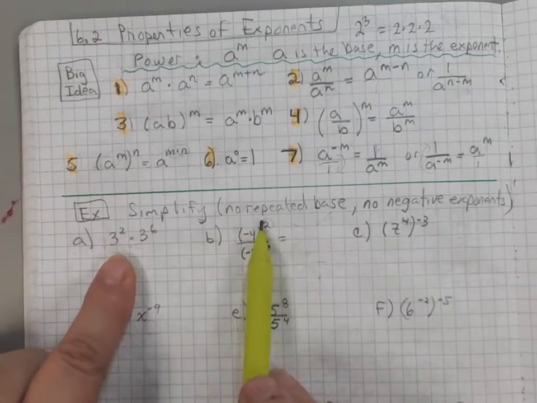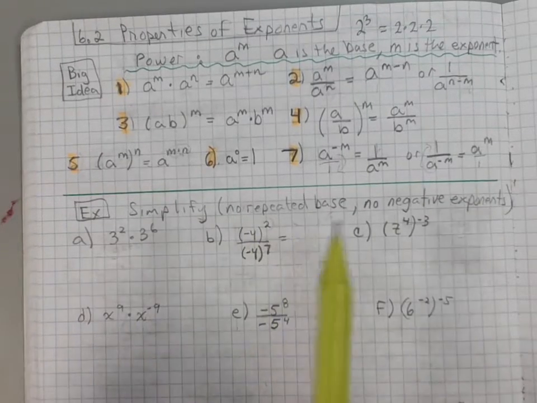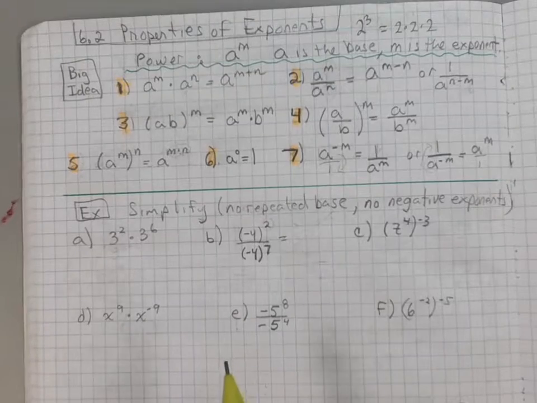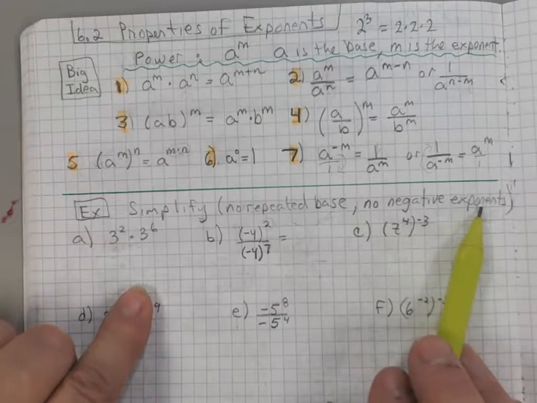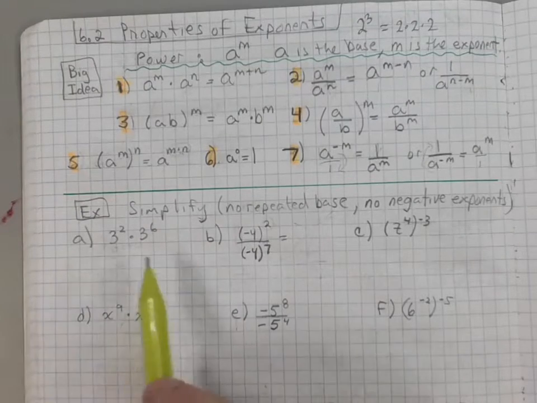We're going to simplify. That means no repeated base. So if you have a times a anywhere in your answer, you are not done. No negative exponents. All right, so keep those two rules in mind, and let's begin.